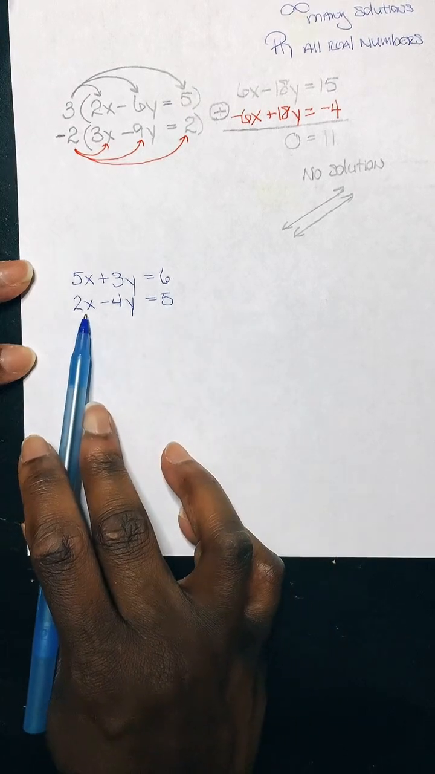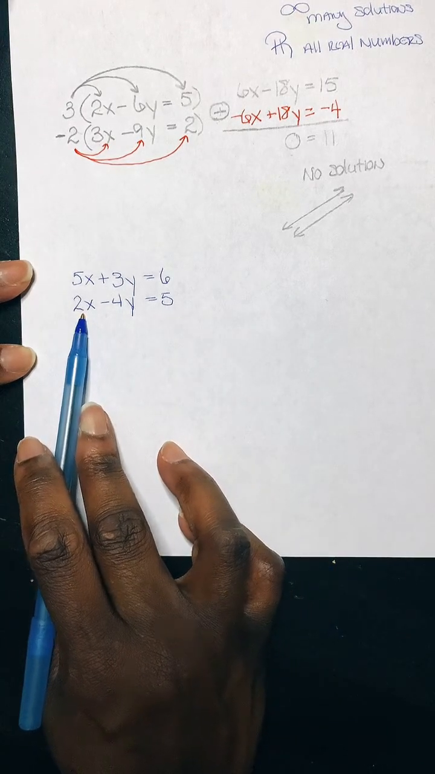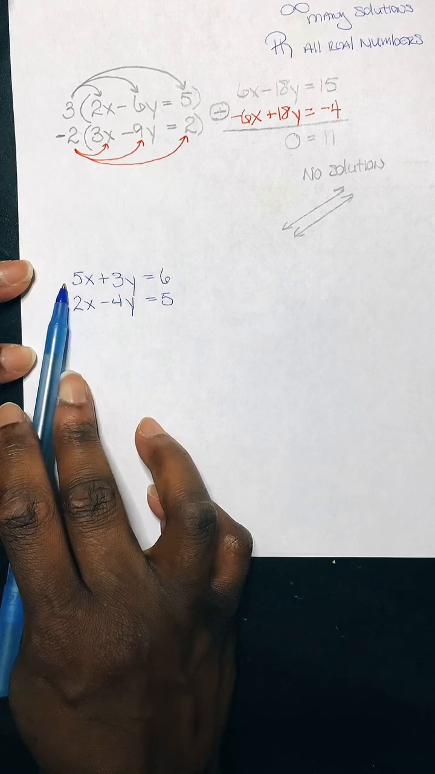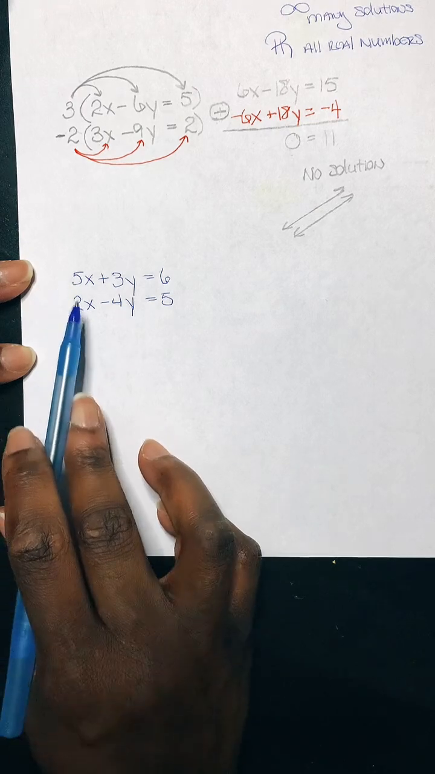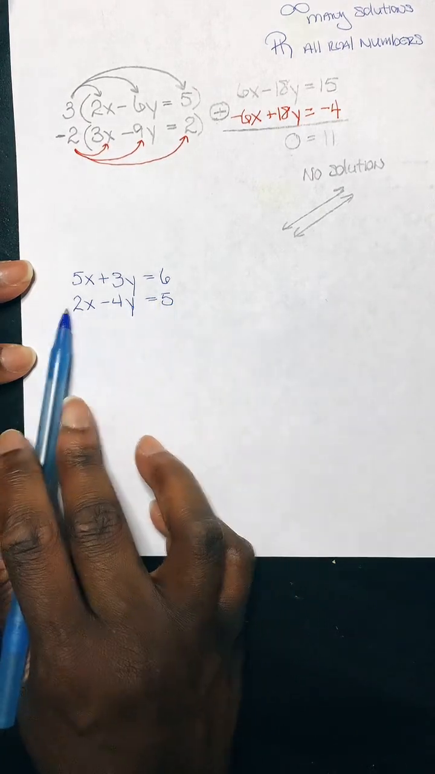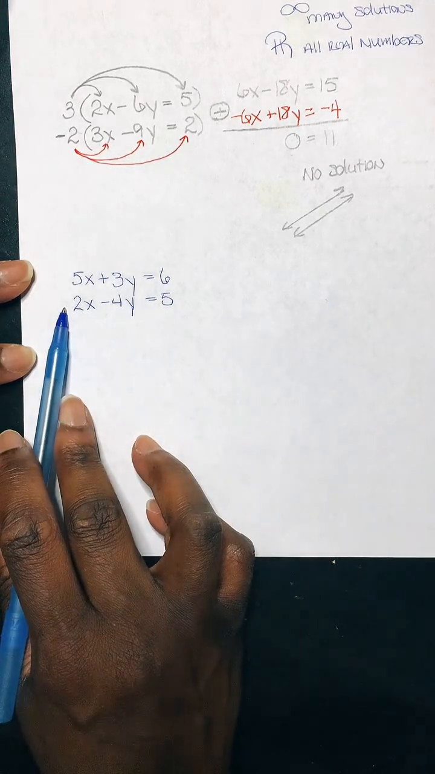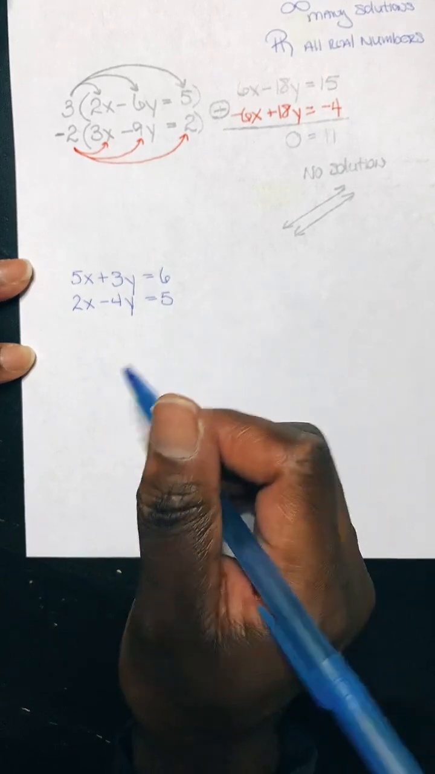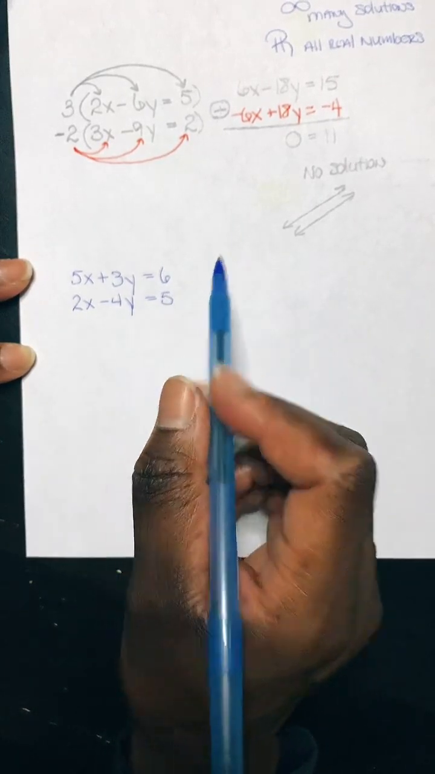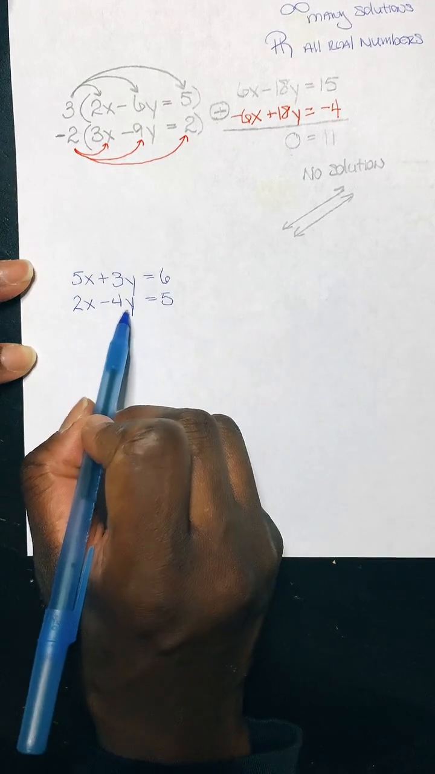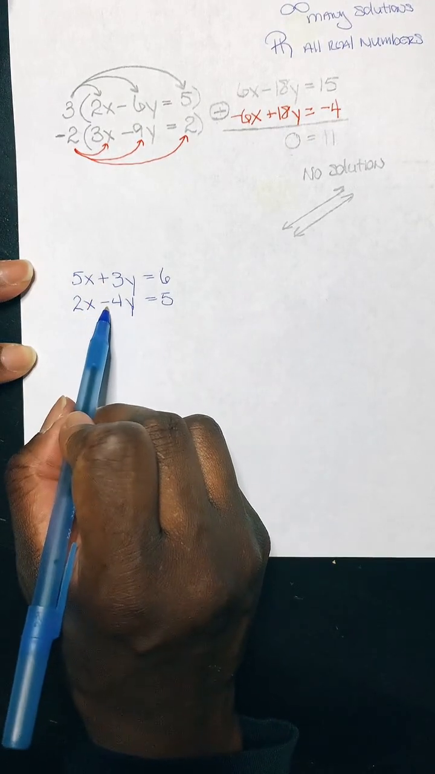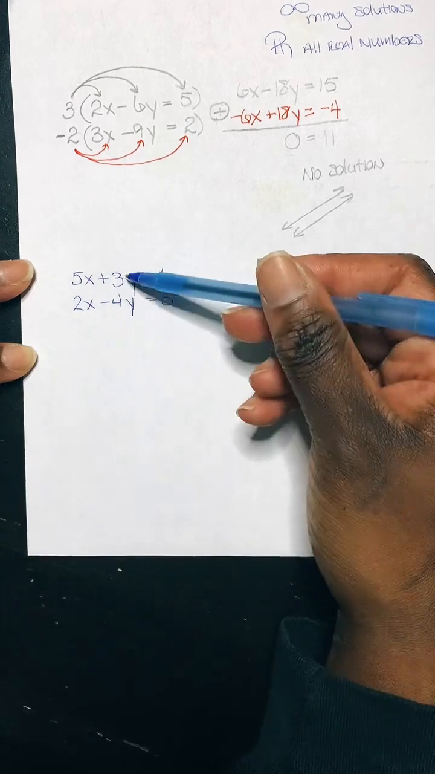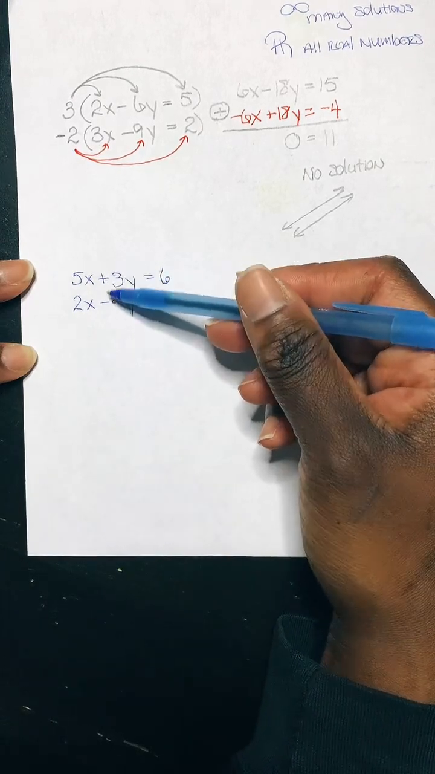If you want to eliminate your x's, you could multiply the top one by 2 or -2 and multiply the bottom one by 5 or -5. But because I'm lazy, I'm looking at the y's. The 3 is positive, the 4 is negative. So I don't have to worry about multiplying by a negative number. These numbers already have opposite signs.